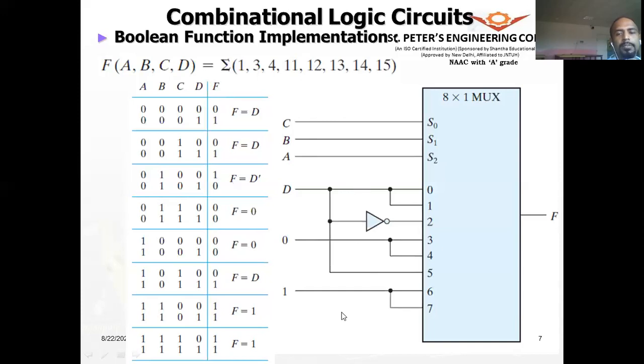So we are implementing the function in terms of D, and the 0 and 1 input. We are implementing this Boolean function using the multiplexer. All right. So you can implement any Boolean function by using this multiplexer. All right. So we have seen 2 examples of how a Boolean function can be realized using the multiplexer. So that is an application of the multiplexer.